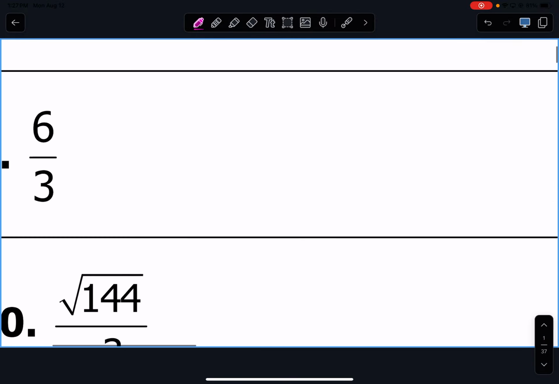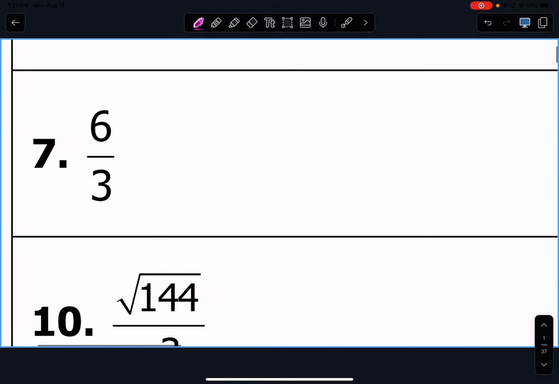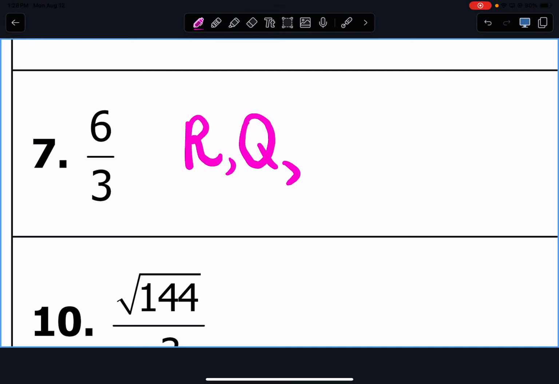What about 7? Is it real? Yes. Is it rational? Yes. Is it an integer? Yes. Why is it? Because it's 2. That just equals 2. So it is going to be an integer. Is it going to be anything else? No. What's it going to be?